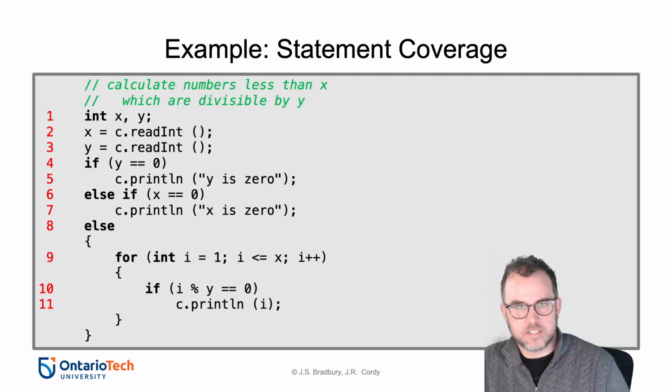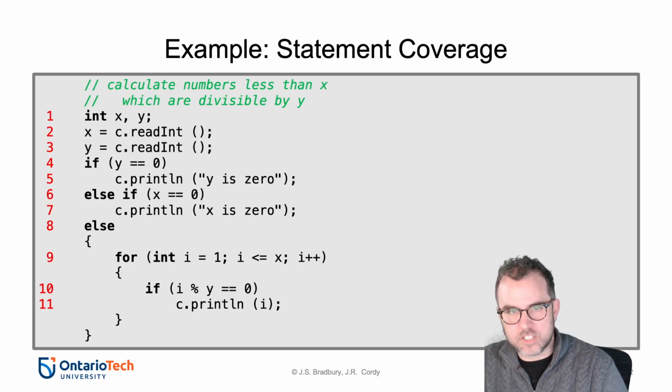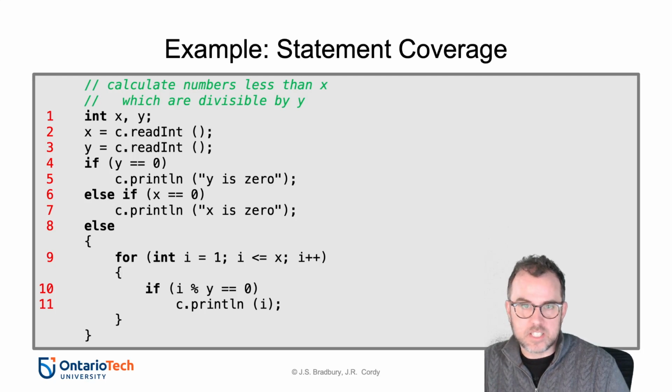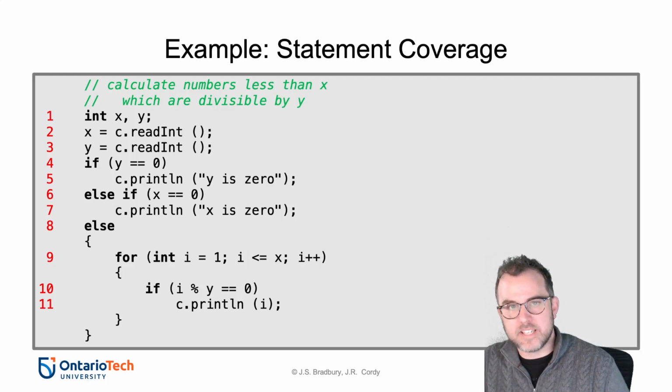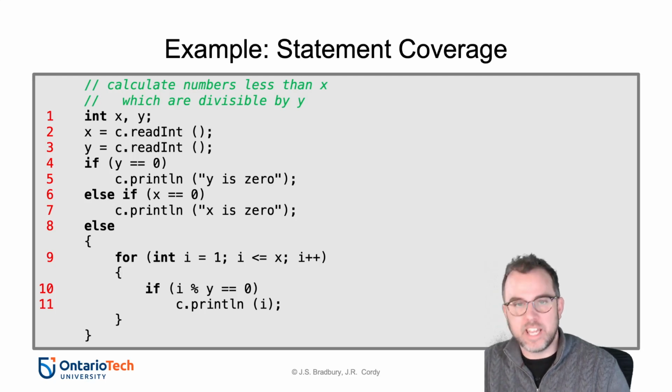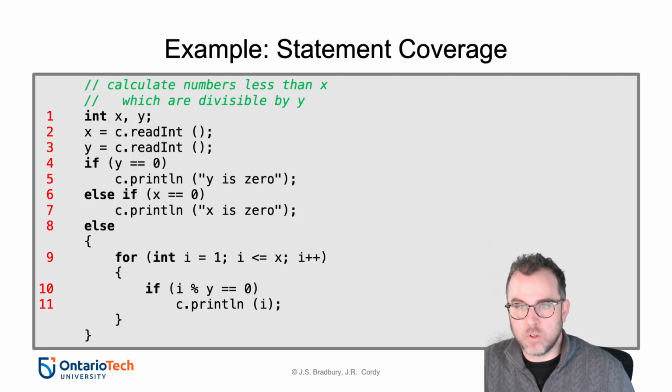Line 6. Line 6 now has conditions. So line 6 will only execute if line 4 is false. So y can't be 0 and x can be anything. So 1, 1 would work here, right? And then line 7, that will only execute if y is not 0 and x is 0. So 0 for x, 1 for y. And we can keep going through the whole program to get these values of x and y.